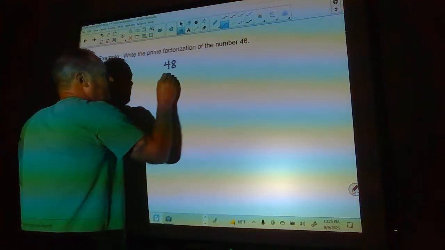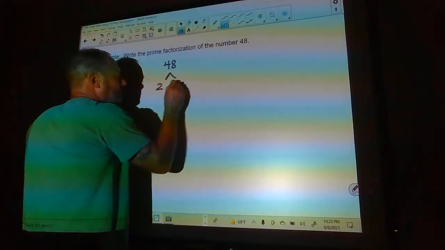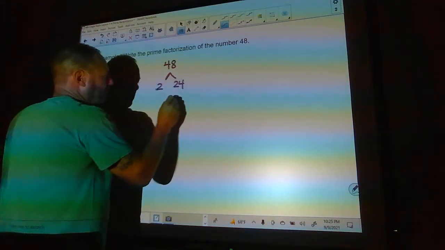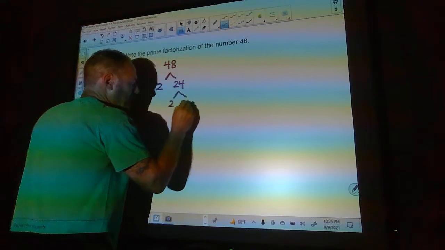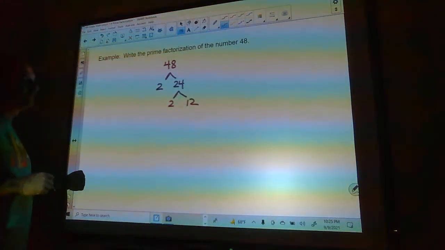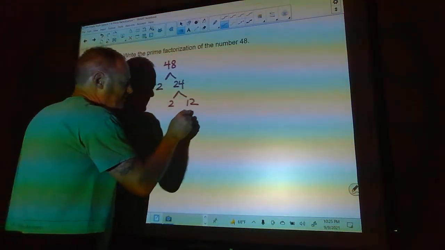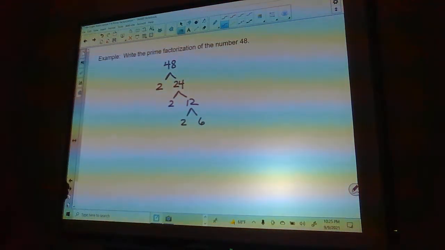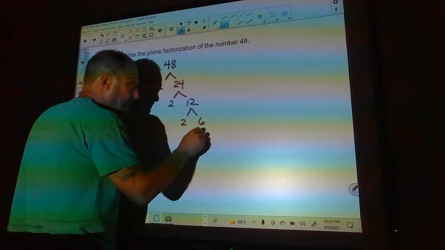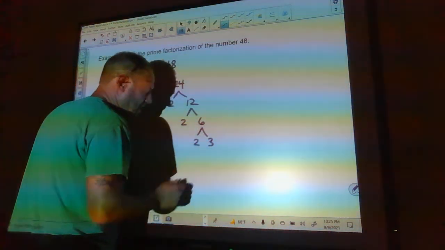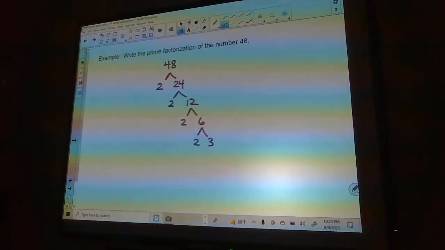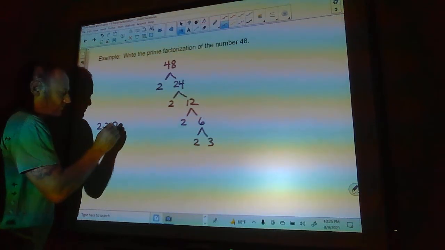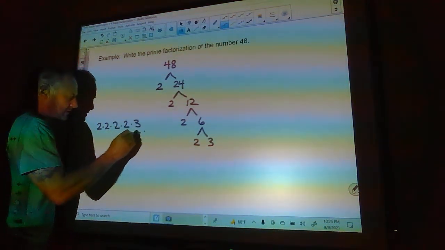Okay, so 48, that's an even number. It's divisible by 2. 2 times 24. 24 is an even number. That's divisible by 2. 2 times 12. 12 is an even number. It's divisible by 2 and 6. 6 is an even number, so it's divisible by 2 and 3. Okay, I've got all prime numbers now. So the prime factorization is 2 times 2 times 2 times 2 times 3.